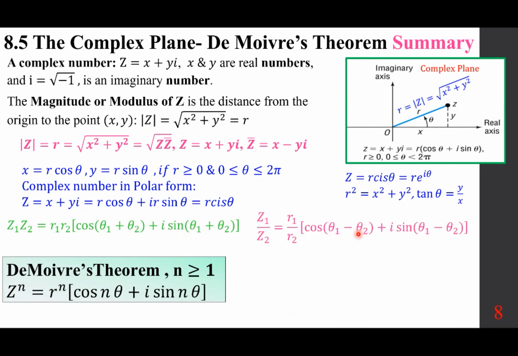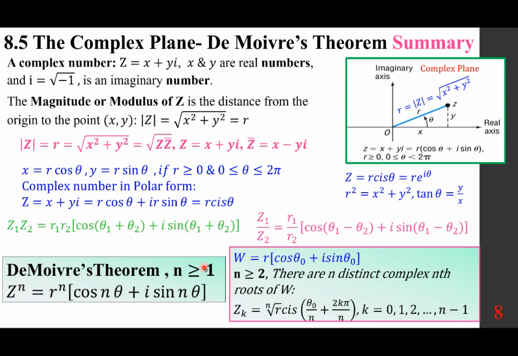De Moivre's theorem says if you want to raise it to a power, raise r to the power of n and then multiply theta by n. This is in case n is larger than or equal to 1. And if you want to take a root where n is larger than or equal to 2, there are n distinct complex nth roots. You take an nth root of the number, so that's clear.